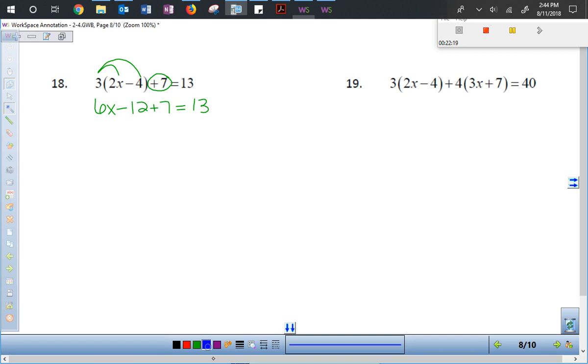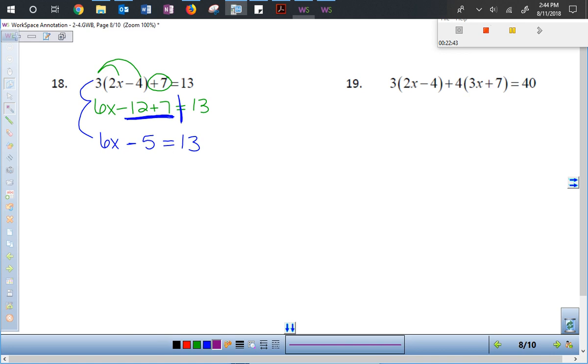But before you start solving, be careful, because here's my equal sign. On the left side, I still have some simplifying that I need to do. I don't have any terms to combine with the 6x, so I'm going to bring that down. But negative 12 plus 7 can be combined to negative 5. So not only did I have to distribute, then I had to take another step and simplify again, and I get 6x minus 5 equals 13.